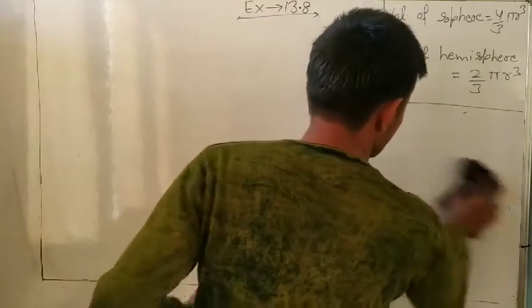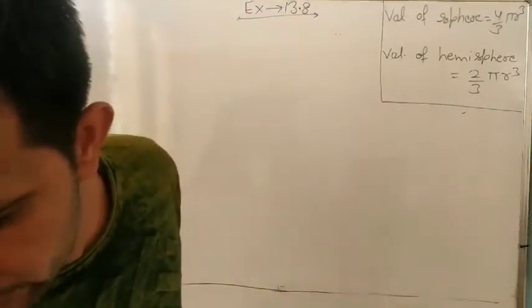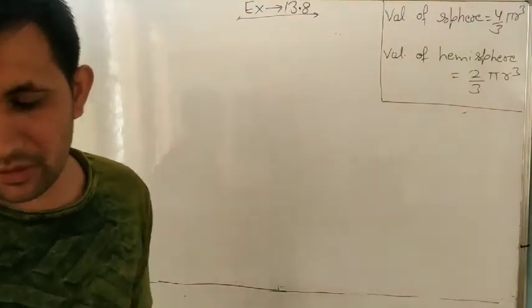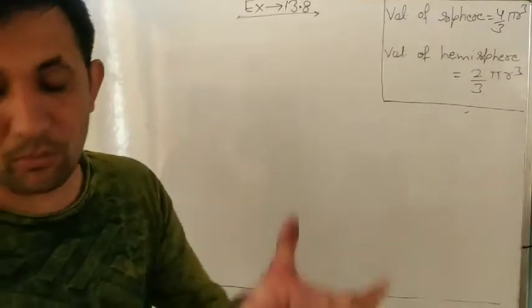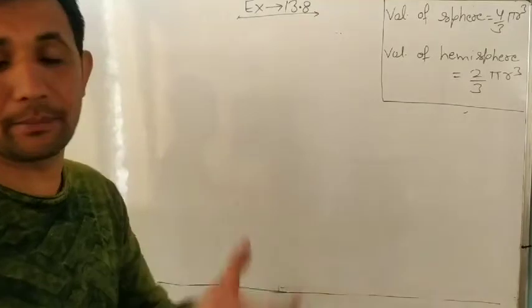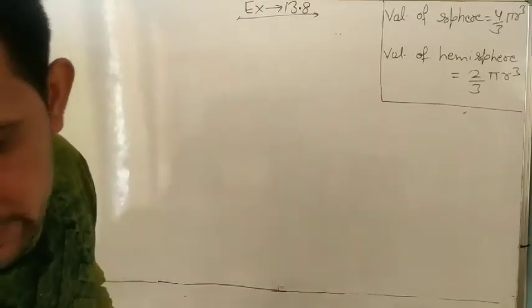Next is question number 3. The diameter of a metallic ball is 4.2 centimeters. The ball is made of metal, and a ball is like a sphere. So first we write the diameter, then we find the radius.